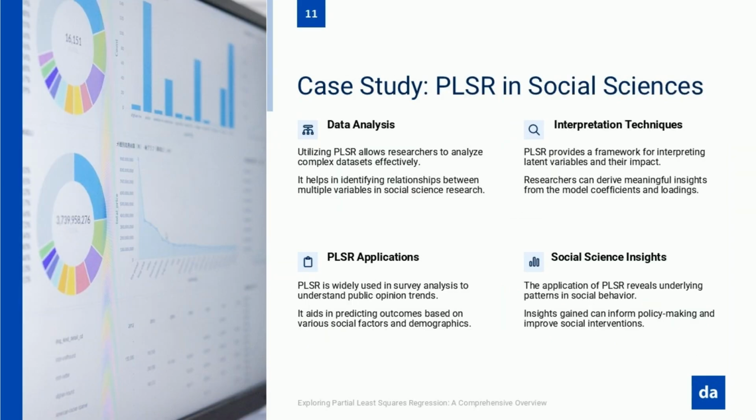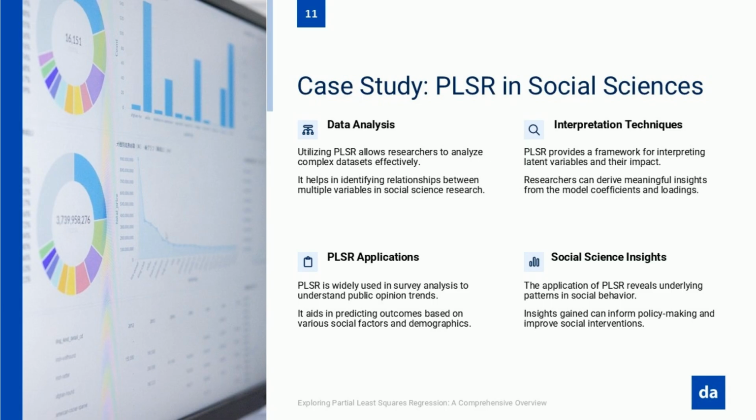Understanding human behavior is like trying to predict the weather: messy, complicated, and full of hidden variables interacting in ways we don't fully understand. That's where partial least squares regression, PLSR, comes in. While it's often associated with chemistry and genomics, PLSR is also making waves in the social sciences, helping researchers analyze complex relationships between variables and uncover hidden patterns in human behavior.